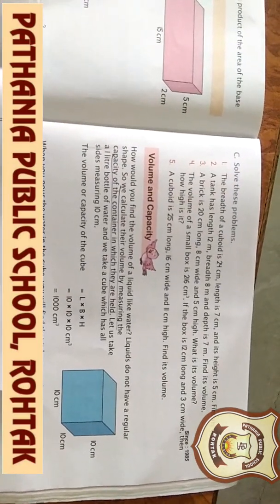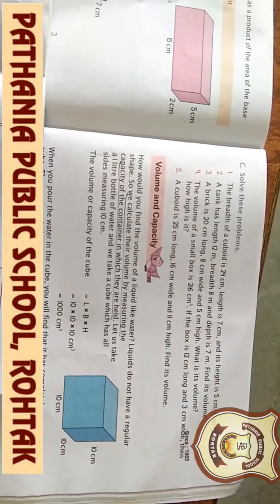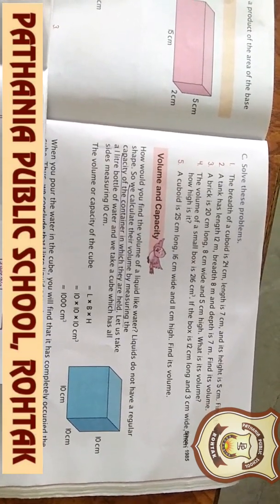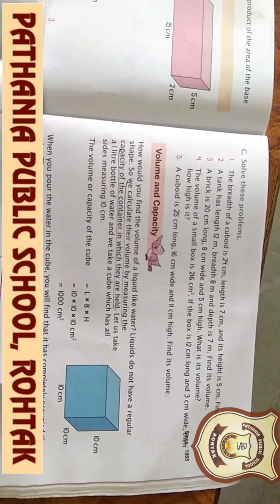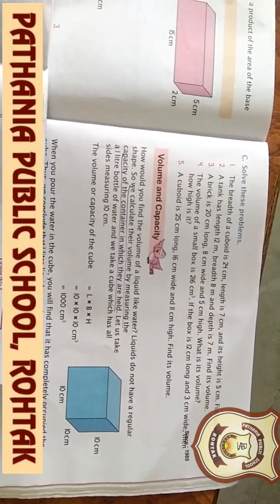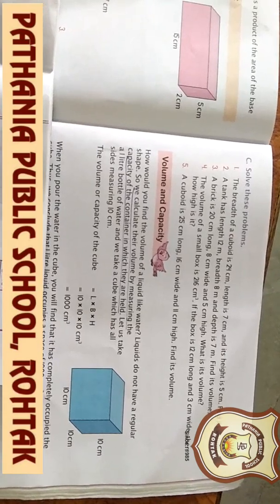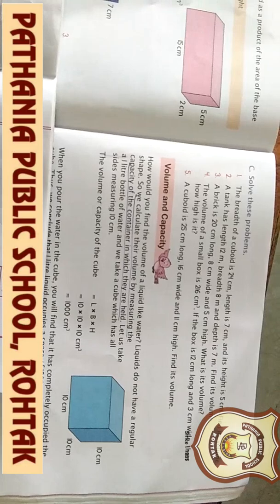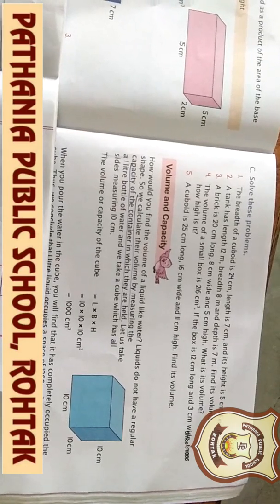Here first one is the breadth of cuboid is 24 centimeter. The length is 7 centimeter and the height is 5 centimeter. Find its volume. So what is the volume of cuboid? Volume of cuboid is L into B into H. So all the three are given to you. Just multiply these three numbers and you will get the answer.